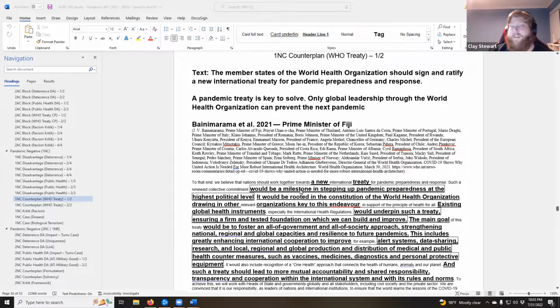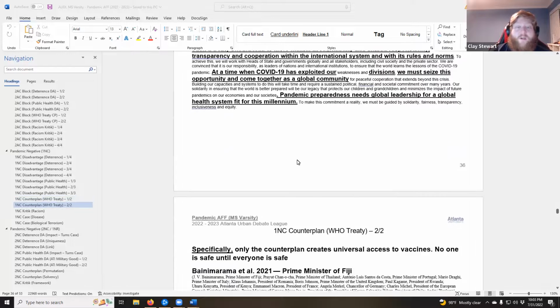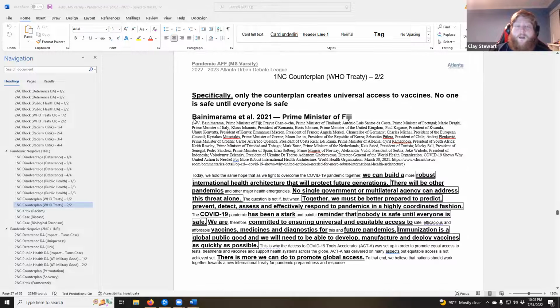So very simple. Instead of having NATO do the plan, the World Health Organization should have a treaty to give it some more power and some more ability to do stuff. The Bainimarama evidence says we need international cooperation to solve, and a specific argument that the evidence makes is that it will help with universal vaccine distribution, which will prevent future variants and mutations of future viruses. All right, hope that makes sense.